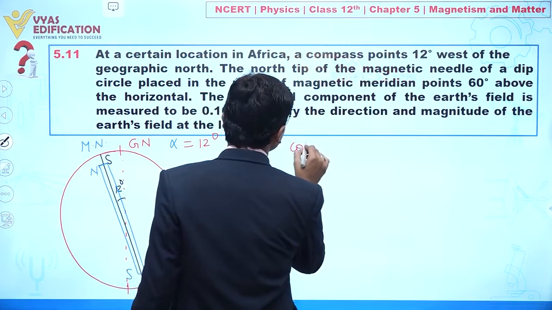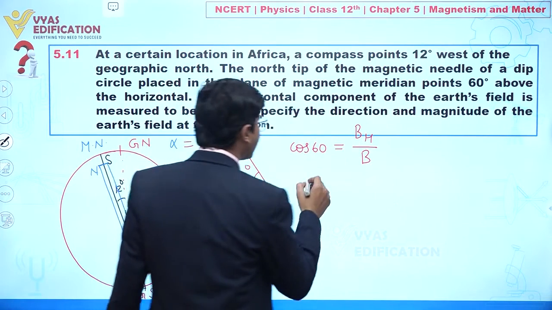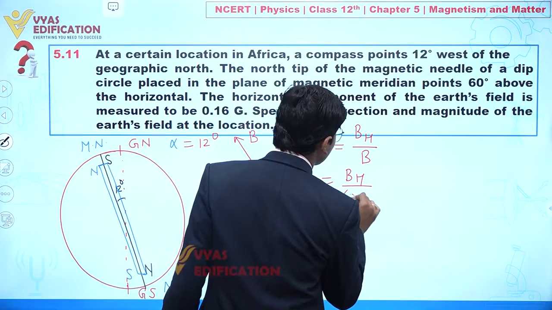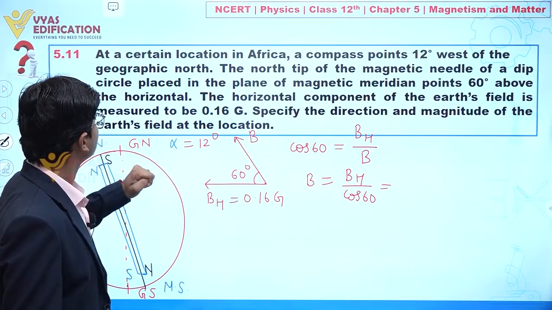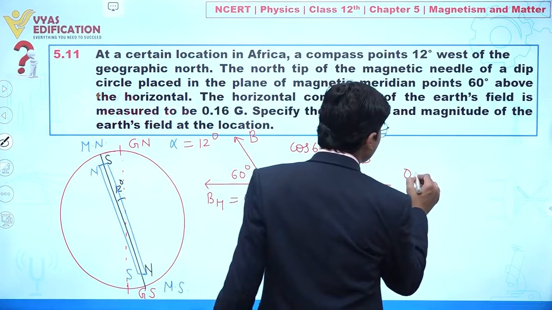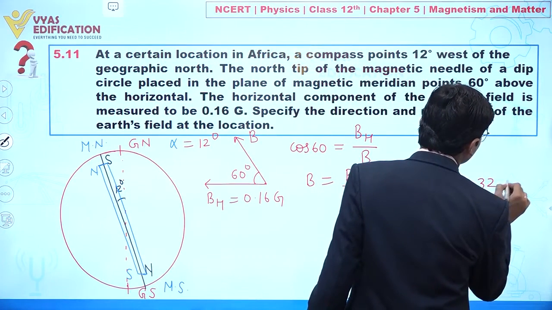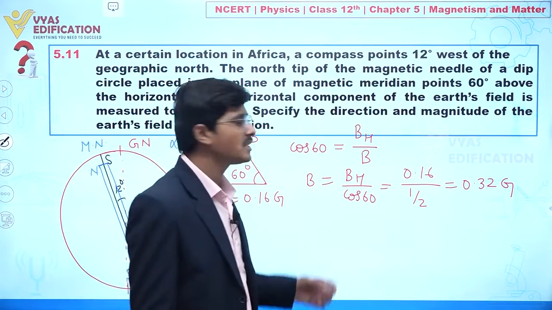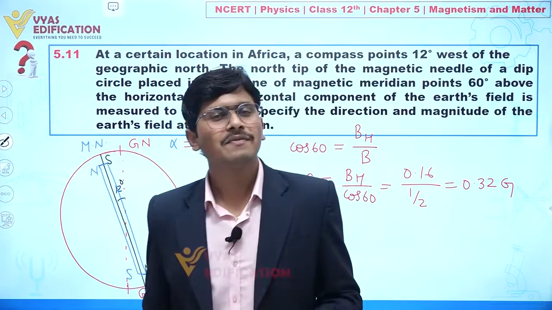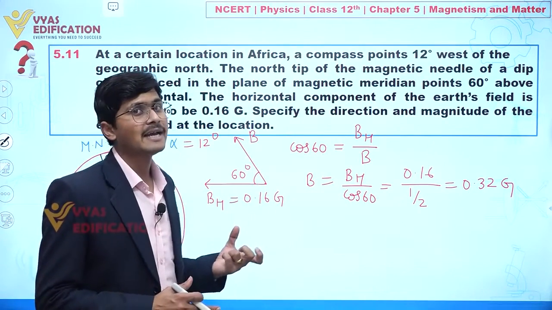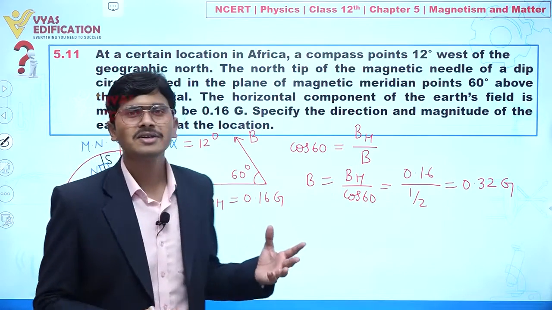Yes. I can write cos 60 is given by BH over B. So B is given by BH over cos 60. The horizontal component is given to you, that is 0.16, so 0.16 divided by 1 by 2. From here I can write this is 0.32 Gauss. So the value of capital B is 0.32. Finally, the net magnetic field has magnitude 0.32 Gauss and it makes an angle of 60 degree with the horizontal component of the magnetic field. So this is all about this question, clear to everyone.